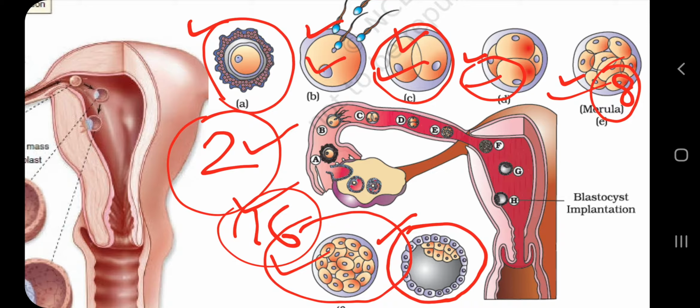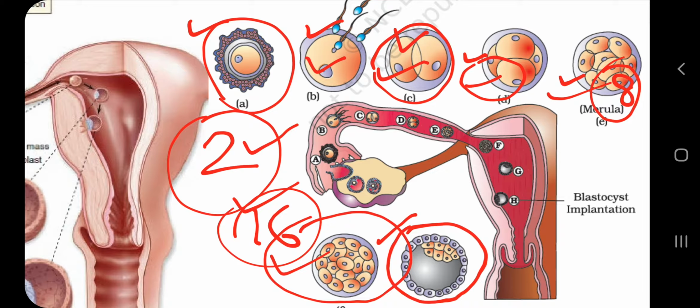Those humans will be called clones, or you can say twins. Okay, so this capacity of the cells is called totipotency, or you can say these cells are called embryonic stem cells. I am sure that you have heard this word before, embryonic stem cells.